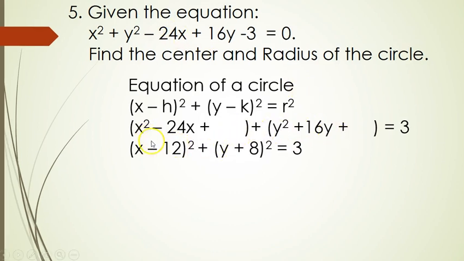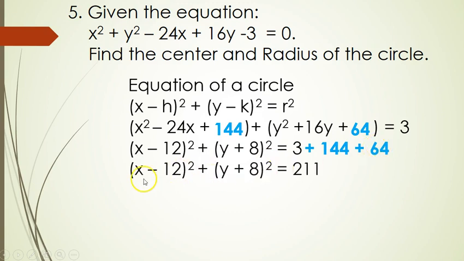Now we're going to square this negative 12. Negative 12 times negative 12 is 144. We're going to put it back up here. We're going to square this 8. 8 times 8 is 64. We're going to put it right up there. Now remember, whatever we add to the left, we have to add to the right. So I'm going to add them to the right here, the 144 and the 64. You can do it up here as well. Then we need to combine these three terms. When we do that, we get x minus 12 squared plus y plus 8 squared is equal to 211.